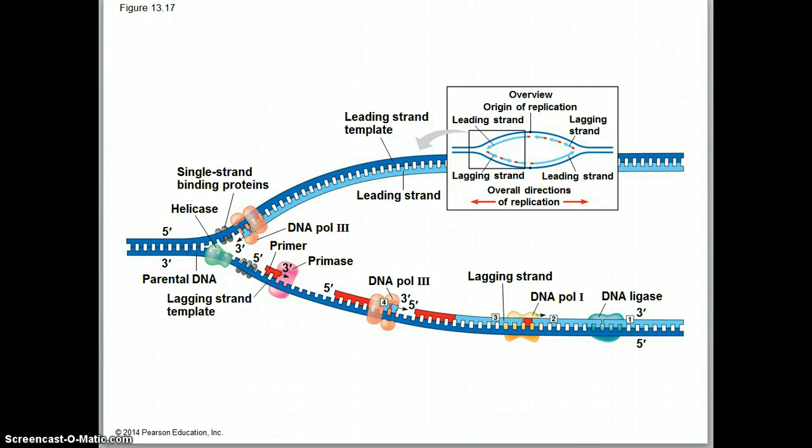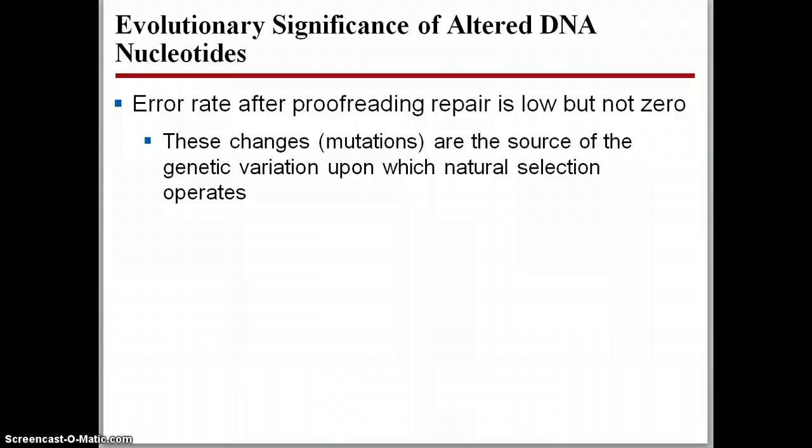Just one final thing to talk about is the evolutionary significance of altered DNA nucleotides. So sometimes when DNA polymerase is adding nucleotides, it makes a little mistake. This is very rare, but it's not completely unheard of. So the error rate is very low, but it's not zero. And when these changes happen, these are what we call mutations. So they're a source of genetic variation, and these mutations are really, really important.